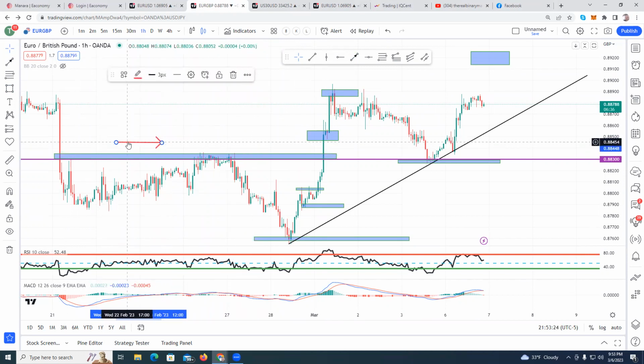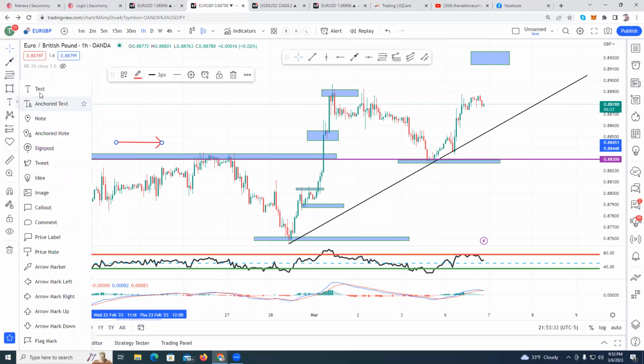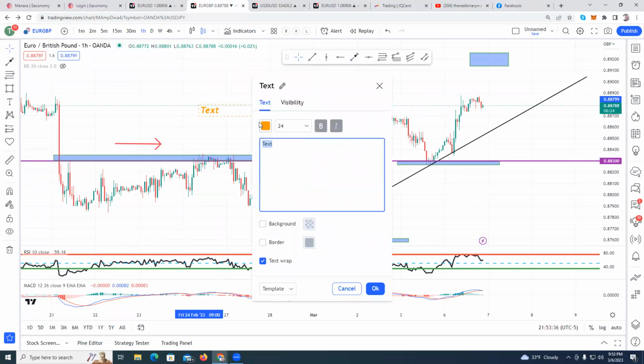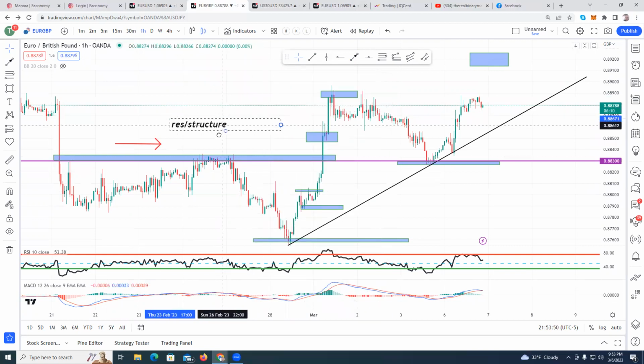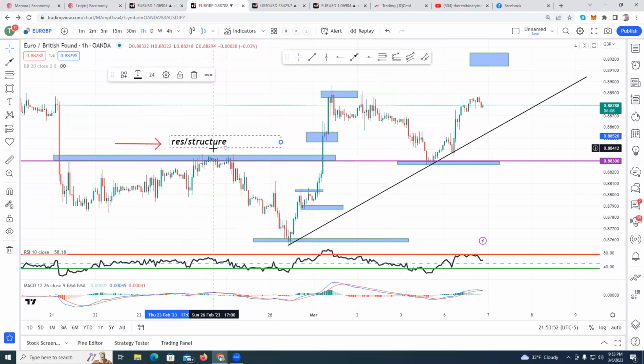Now, this is also a resistance area, or what we would call a top, right? So this is going to be our structure. This is going to be part of our resistance structure here.